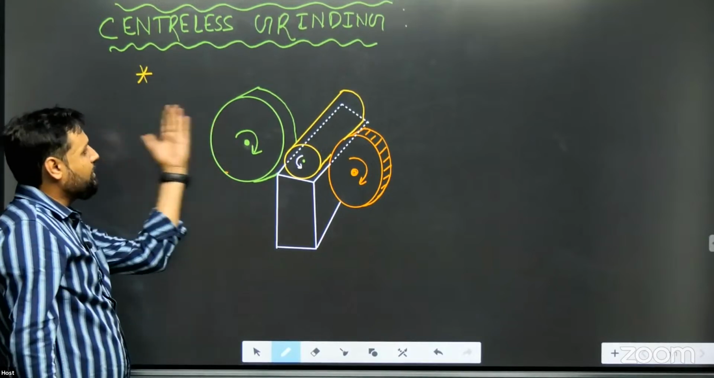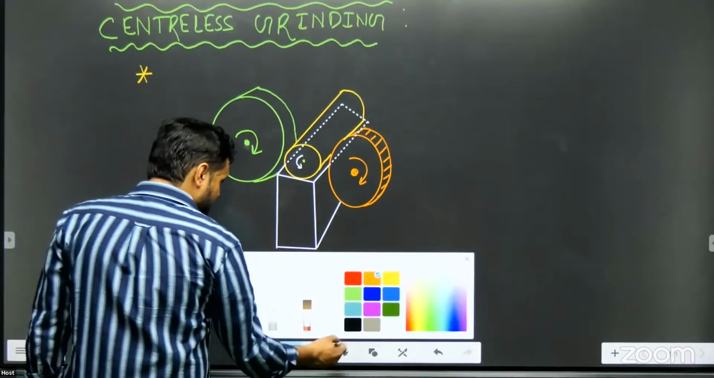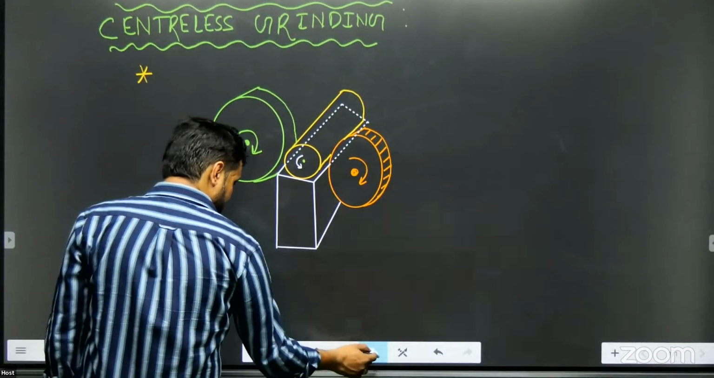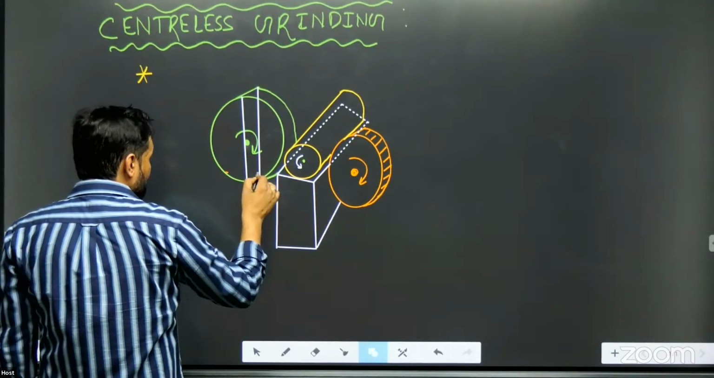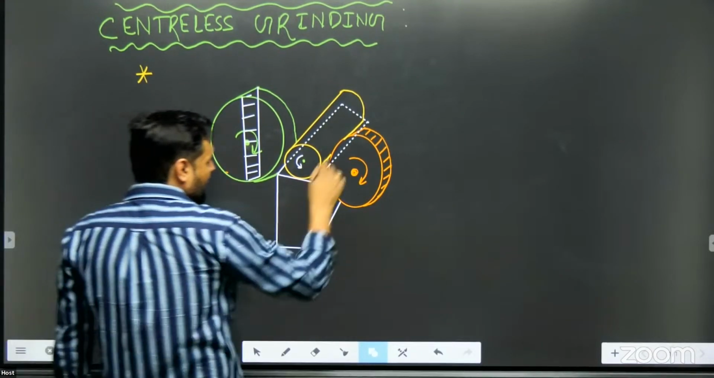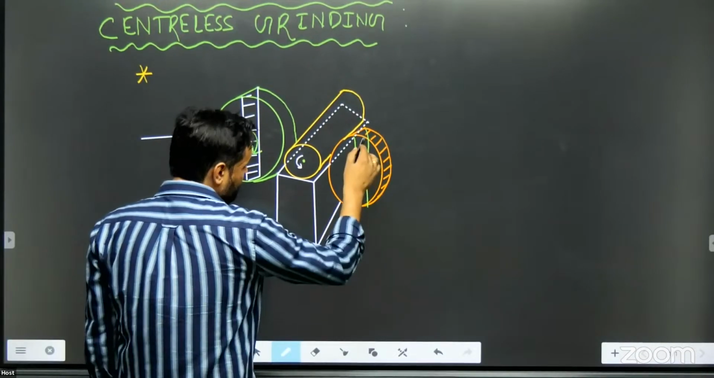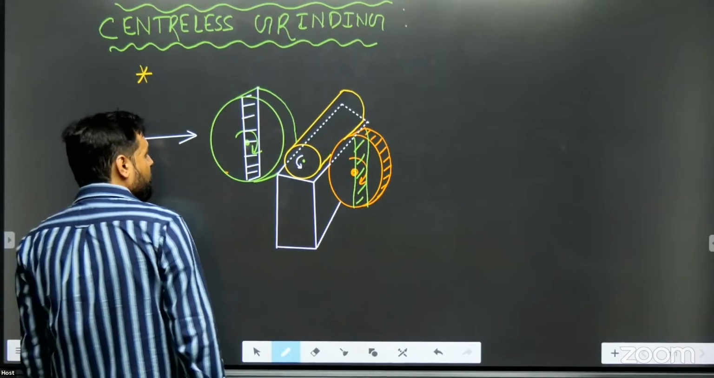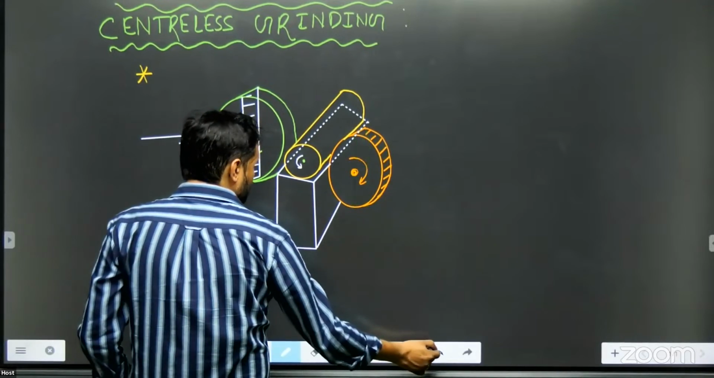How will you be able to observe that? Suppose you observe it from this side. The grinding wheel will look like a rectangle from this side, and this will look like a straight line. So the view that will come from this side is what I am going to tell you.